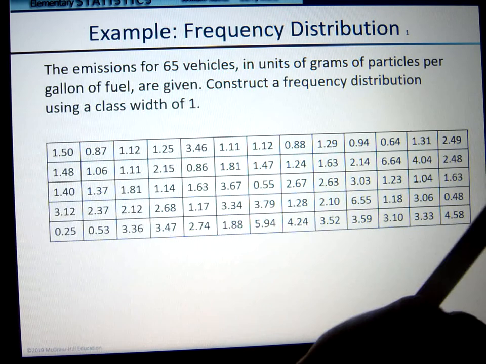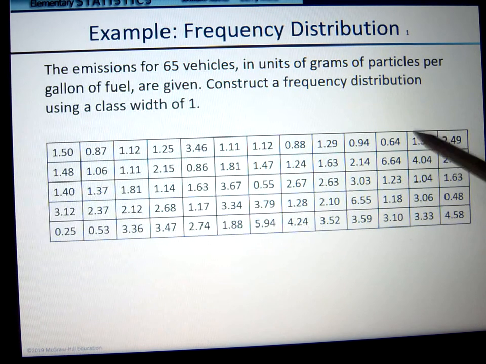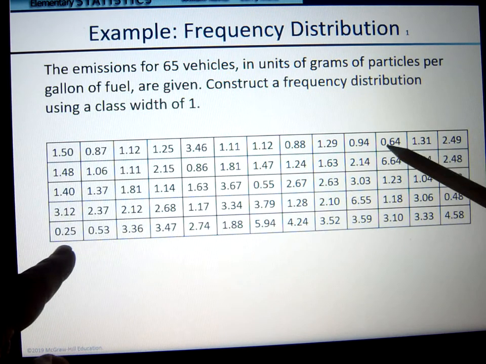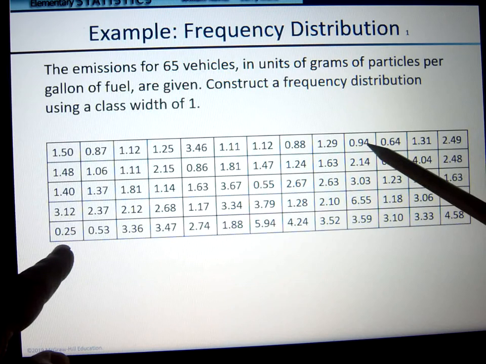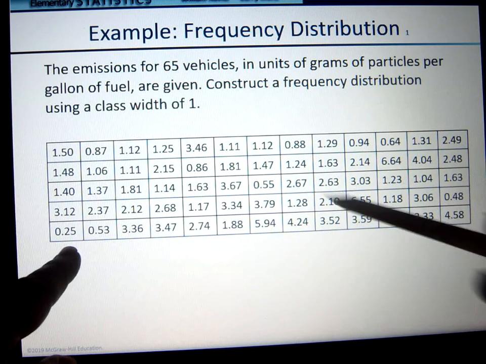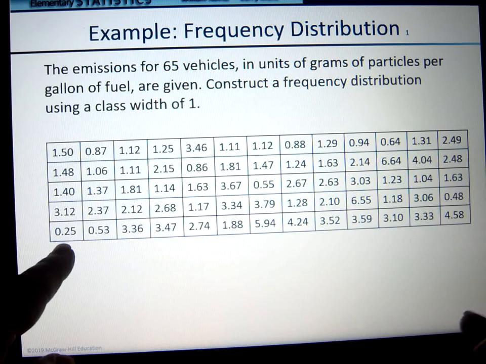So I want to figure out how many bars I could make between 0.25 and 6.64. And again, I wouldn't want one bar. I wouldn't want to go from 0 to 1. That doesn't make any sense. But I want something that's going to show the distribution and not be too cluttered. So let's see what we can do here.